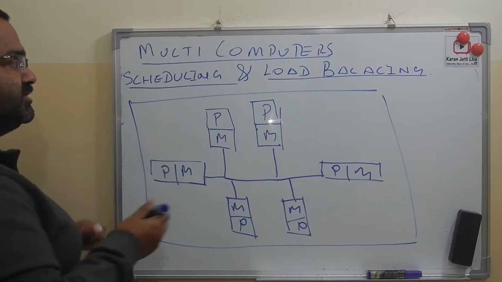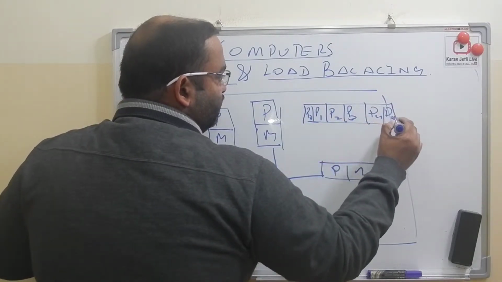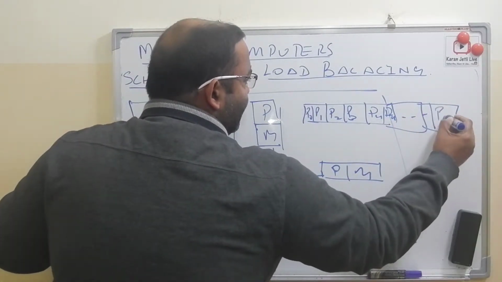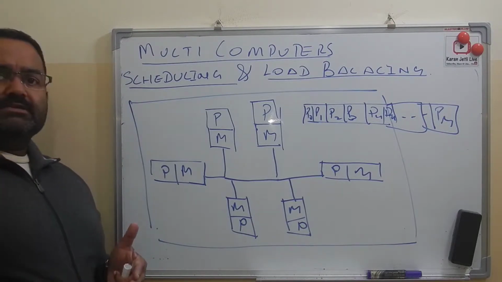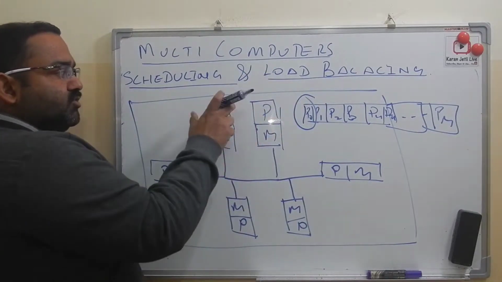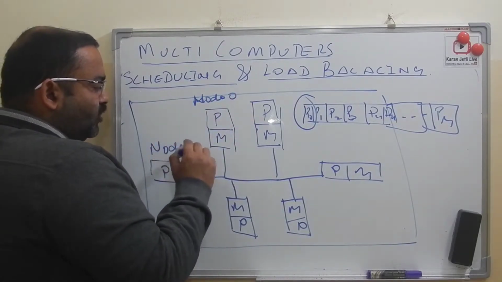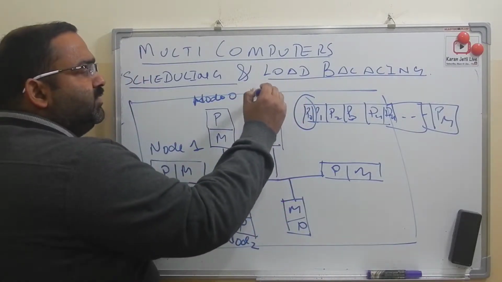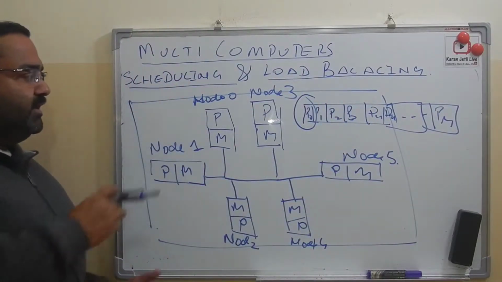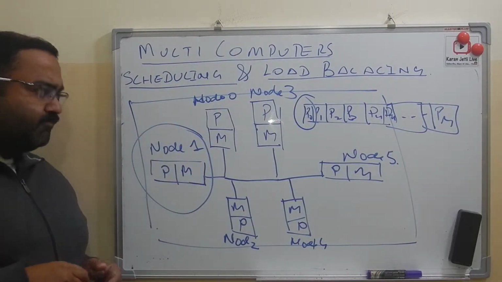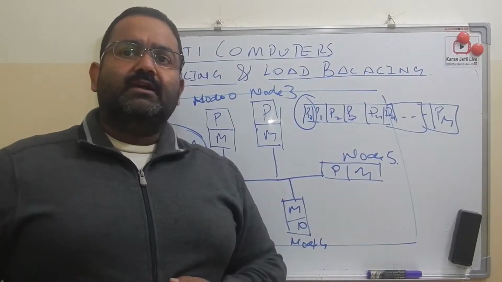Here also we have multiple processors, P0, P1, P2, P3, P4, P5, and we can go up to Pn. Before we start, each computer is also called a node. So this can be node 0, node 1, node 2, node 3, node 4, node 5. Now suppose this is my ready queue, in which we have all the processes from P0 to Pn which are ready to be executed.